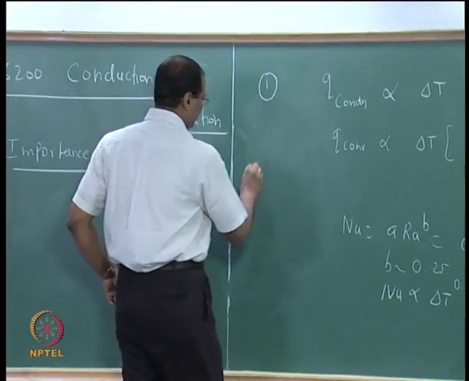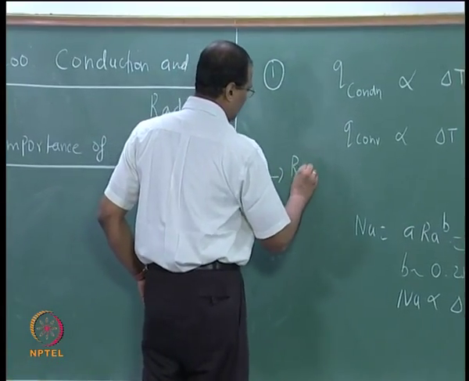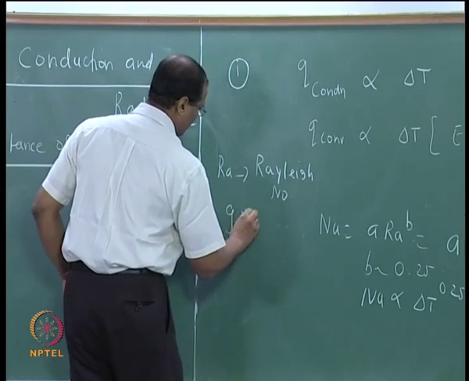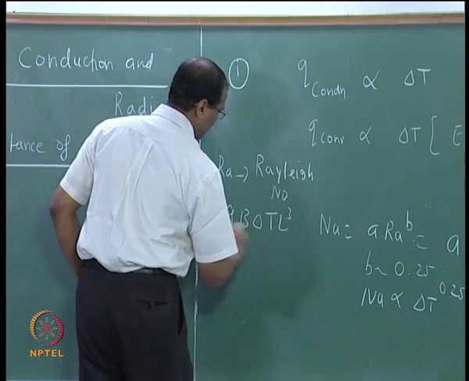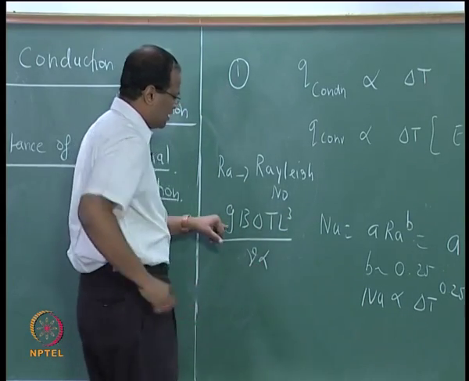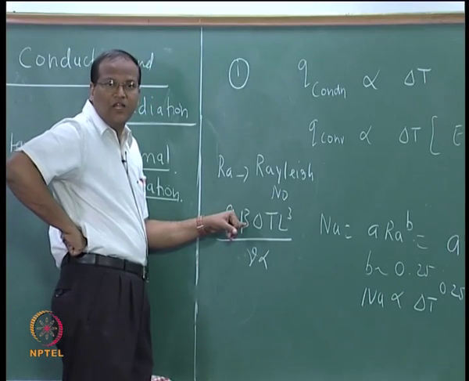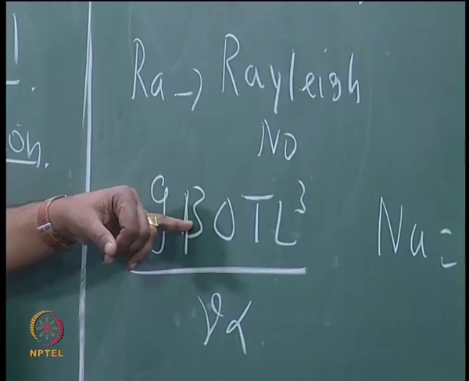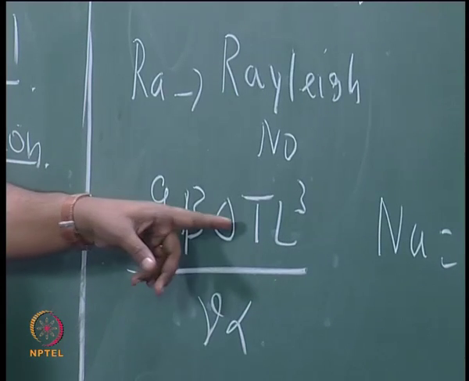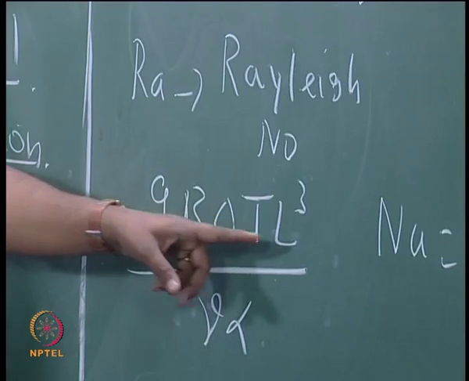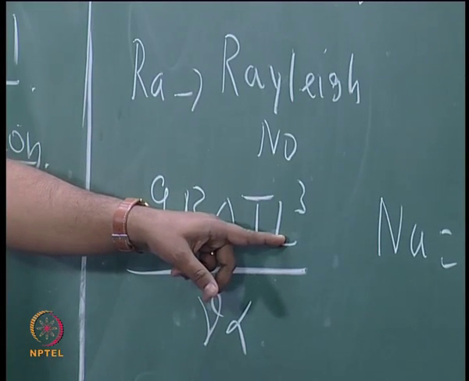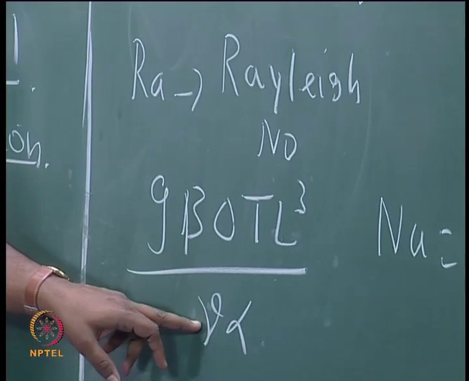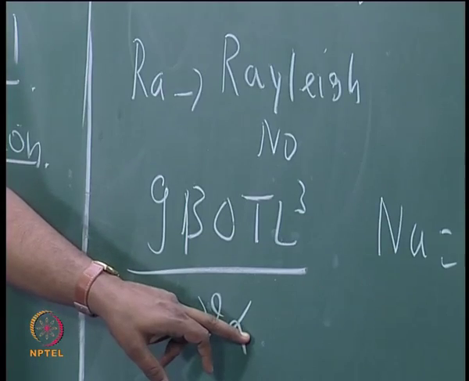This Ra is the Rayleigh number. It involves the acceleration due to gravity, the isobaric cubic expansivity, which for ideal gases we can equate to 1 by T, where T is the temperature in Kelvin, delta T is the temperature difference imposed in the problem, L is your characteristic dimension, it could be length of a plate, diameter of a cylinder or diameter of a sphere, nu is the kinematic viscosity and alpha is the thermal diffusivity.